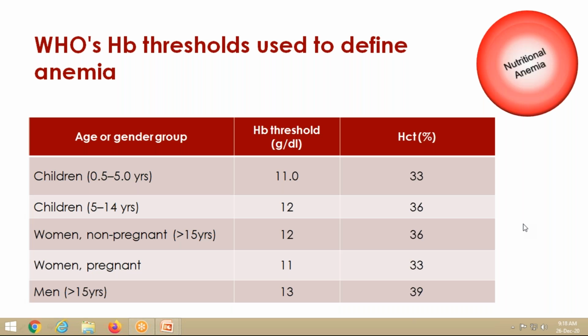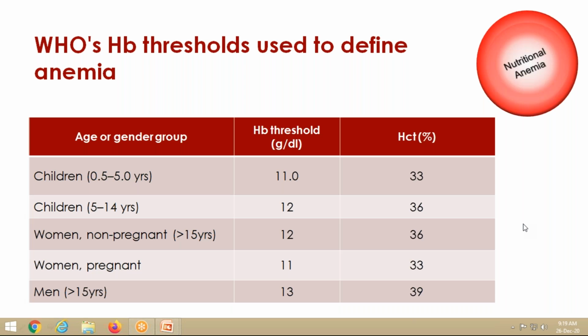So we are given two parameters. One is the hemoglobin concentration, the other is the hematocrit. In children between 6 months and 5 years, 11 grams is the cutoff, or hematocrit of 33%. Whereas in 5 to 14 years children, it is 12 grams. Anything below 12 itself is an anemia, or in terms of hematocrit, it is 36%.